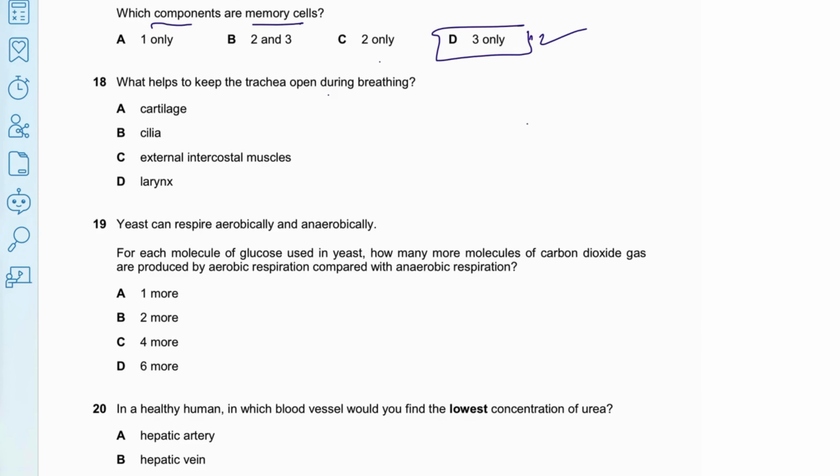18. Which helps to keep the trachea open during breathing? Cartilage rings.